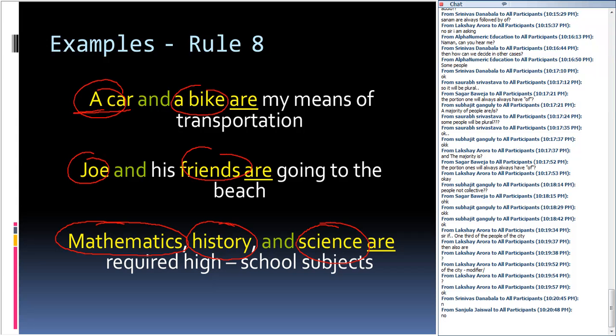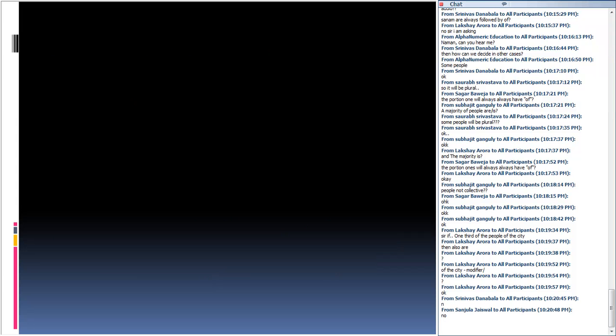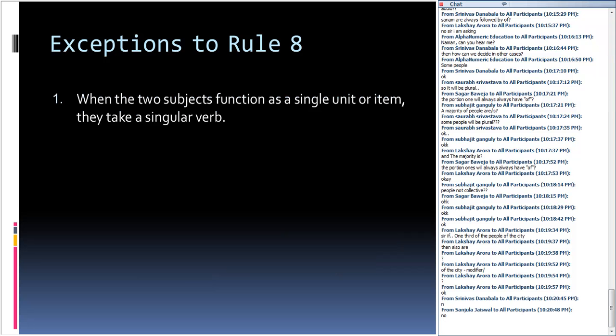ठीक है? But इसमें भी exceptions हैं. In rule number 8 also you have exceptions. And what is the exception? Now what is the exception? Whenever the 2 subjects function as a single unit or item, then you are not going to use the plural verb, then you will use a singular verb.